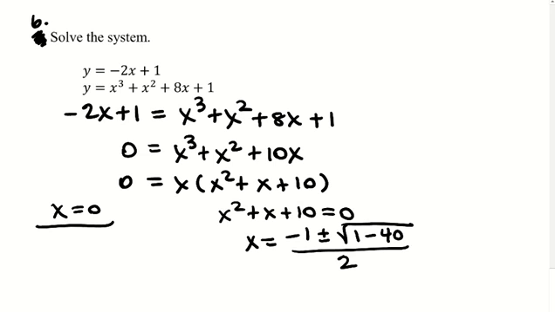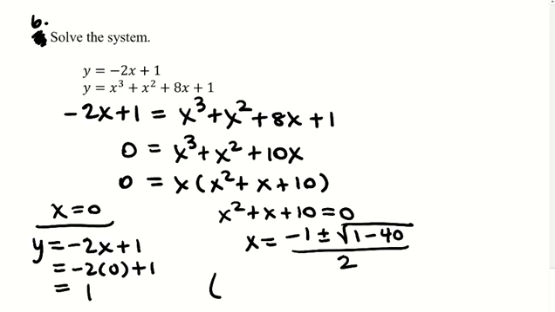So for x equals 0, I can use y equals negative 2x plus 1. Okay, so that's negative 2 times 0 plus 1, which is going to equal 1. So if I have x equals 0 and y equals 1, then the only solution point is going to be 0, 1.